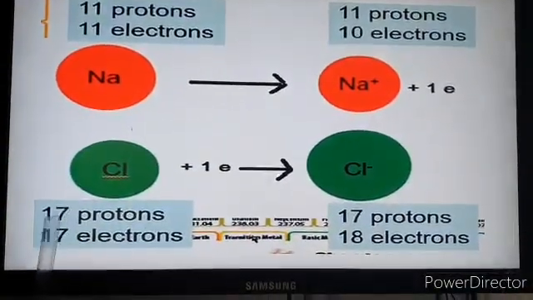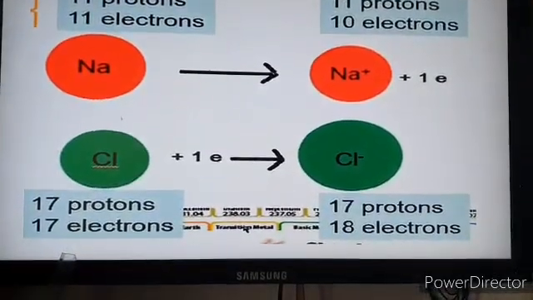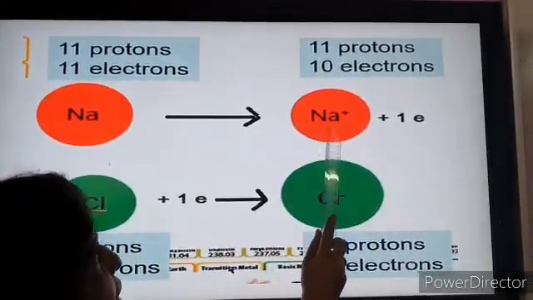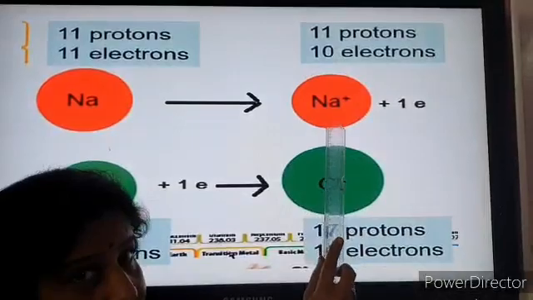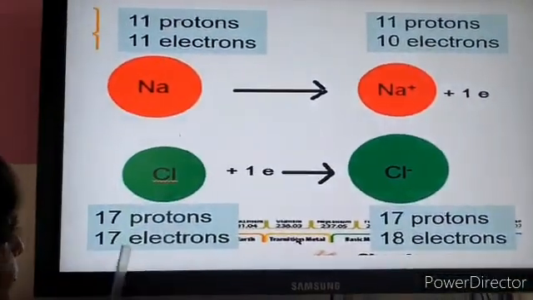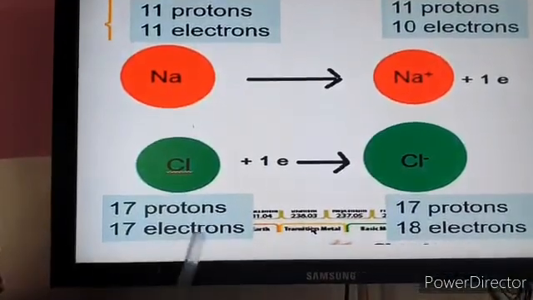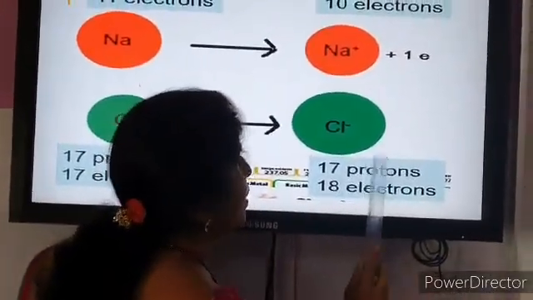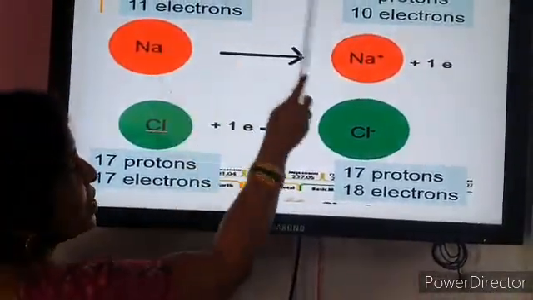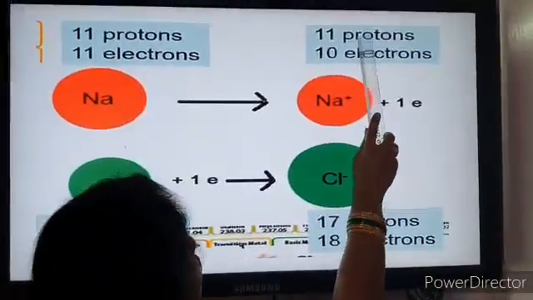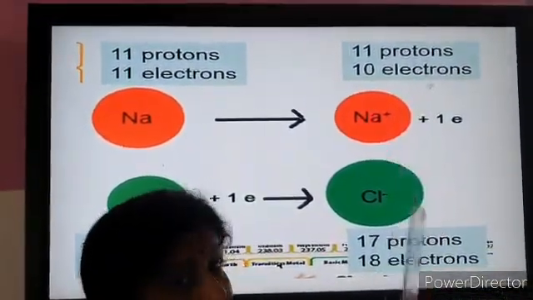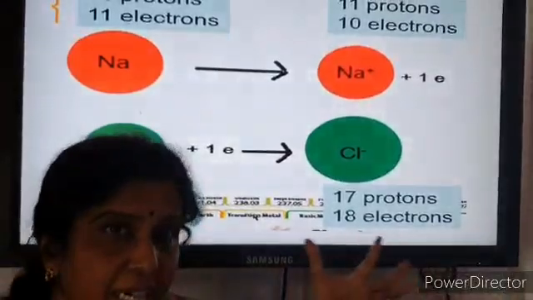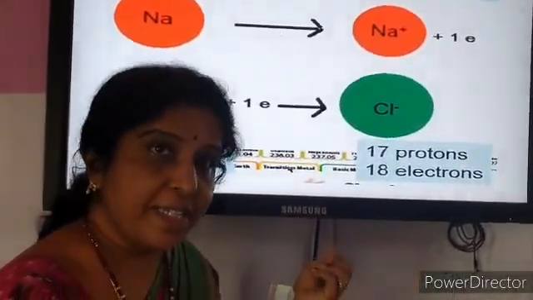What is the number of protons and electrons in the neutral atoms? Sodium has 11 protons and 11 electrons. But in the sodium ion, there are 11 protons and 10 electrons. In chlorine, you have 17 protons and 17 electrons, whereas in the chloride ion, there are only 17 protons but more electrons, 18. So what is happening in a positive ion? The number of electrons is less than the number of protons. Therefore, the nuclear force becomes stronger and it attracts electrons more towards itself.